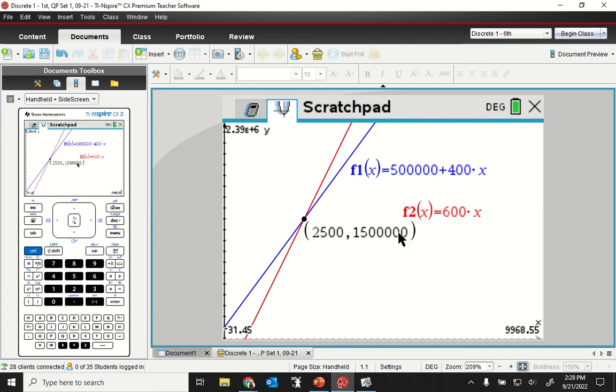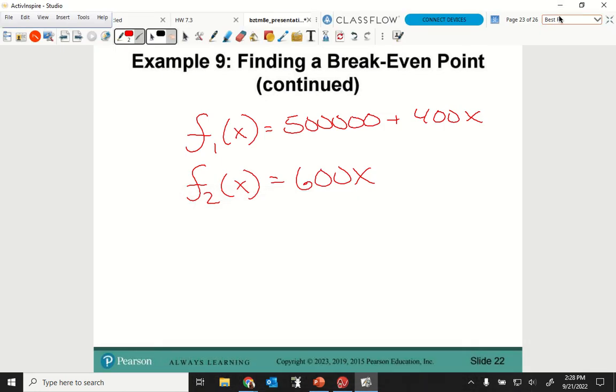So I wanted to have this so I could see as many zeros as is there. So what does it say? My x value is 2,500. So what does that mean in this problem? That means I sold that many. So my break point, I sell 2,500. So if I sell 2,500, that's my break-even point.